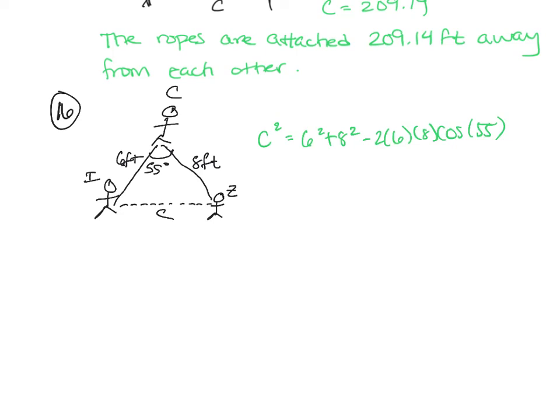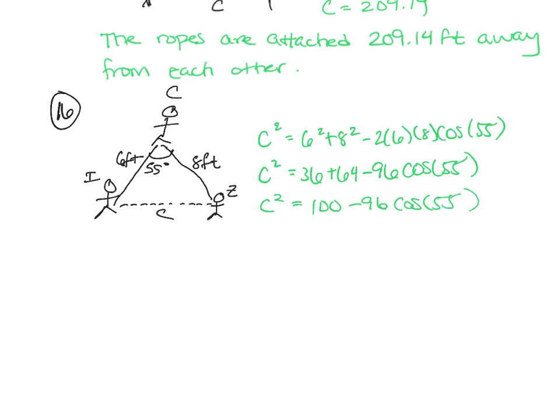times cosine of 55. C squared is 36 plus 64 minus 96 cosine of 55. Combine what you can. You get C squared is equal to 100 minus 96 times cosine of 55. That's as simplified as you can make it. So I'm going to square root both sides. And when I plug this all in one go into the calculator, I get 6.7. So since that is greater than 6 feet, it means that Ivy and Zach are practicing good social distancing.